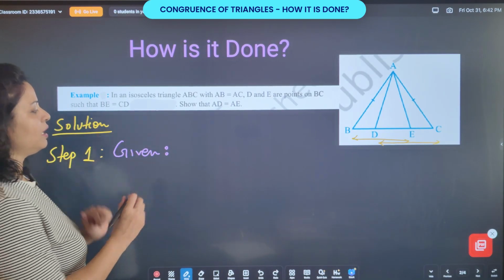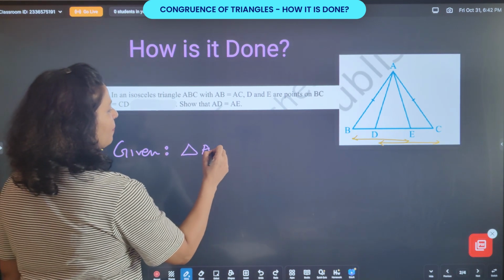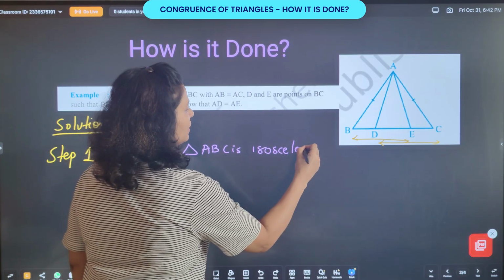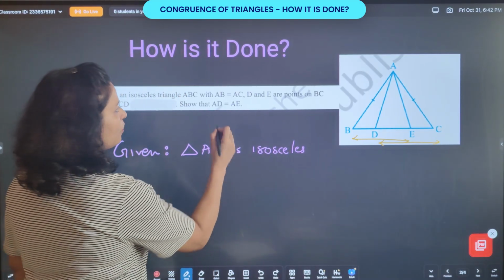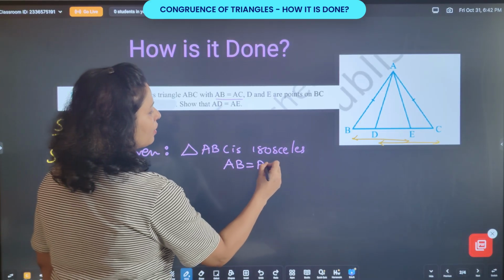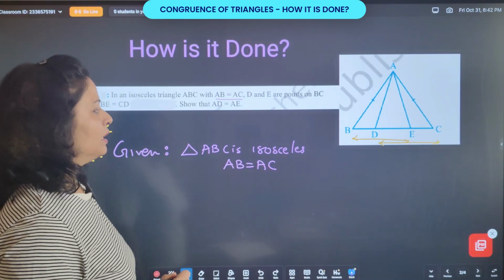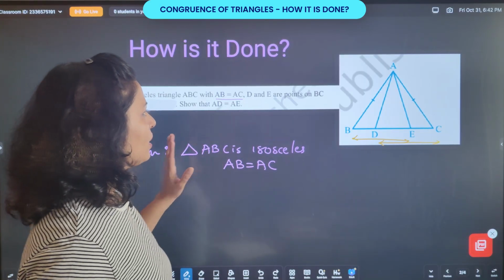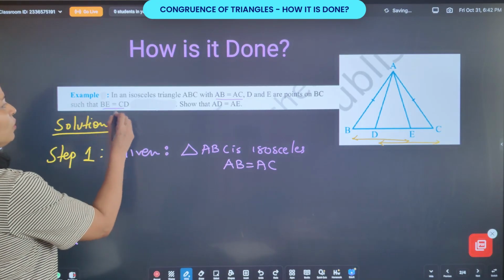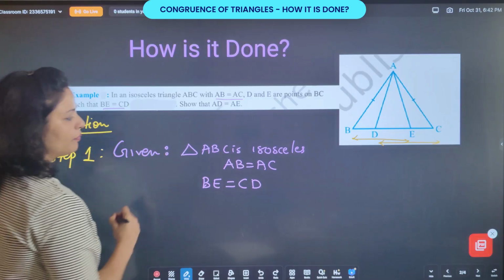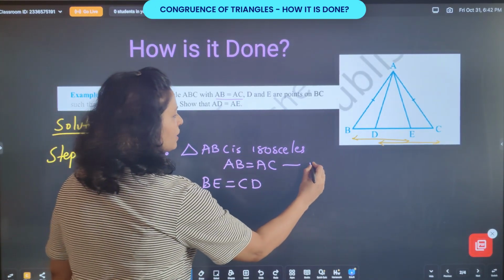What is given? First, triangle ABC is isosceles, and they have given you AB is equal to AC. This is the first piece of information. They have also given you D and E are points on BC, and BE is equal to CD. These are the things given.